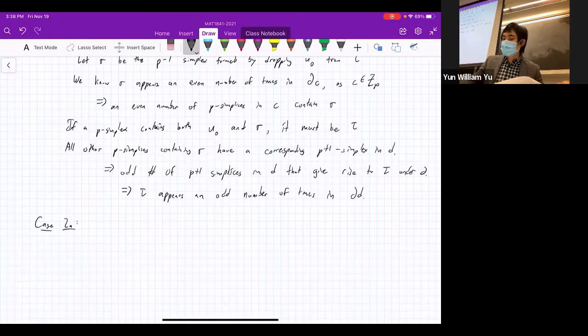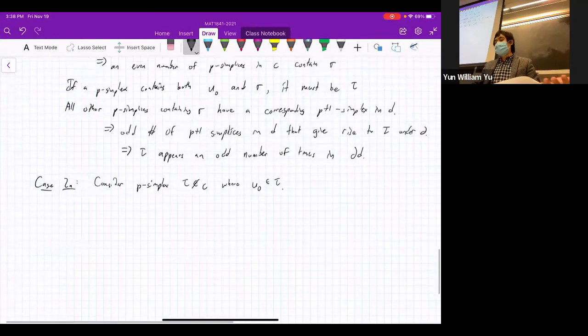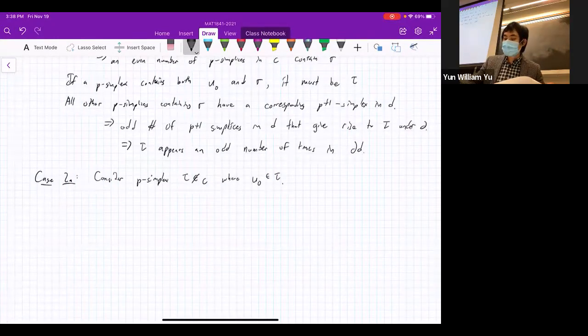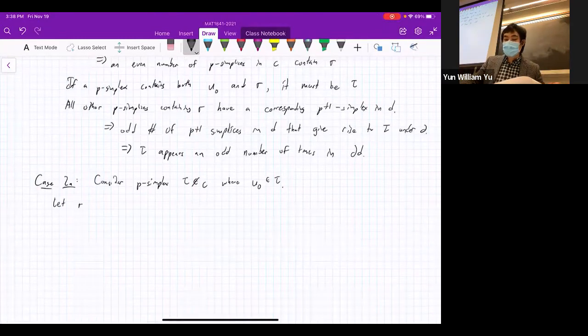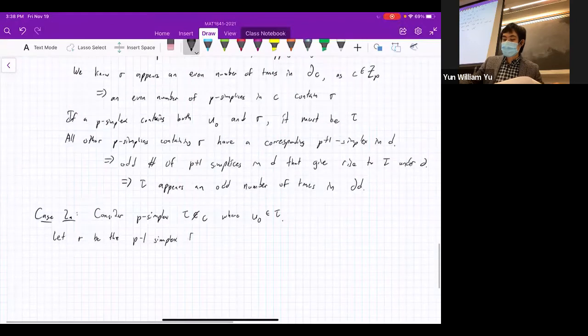So case 2a here is we're going to consider a p-simplex, tau, that is not in C, where u0 is in tau. And we just need to show that this also doesn't appear in DD. And the argument's actually going to be exactly the same as our previous argument. So we're going to, again, let sigma be the (p-1)-simplex formed as above by dropping u0 from tau.